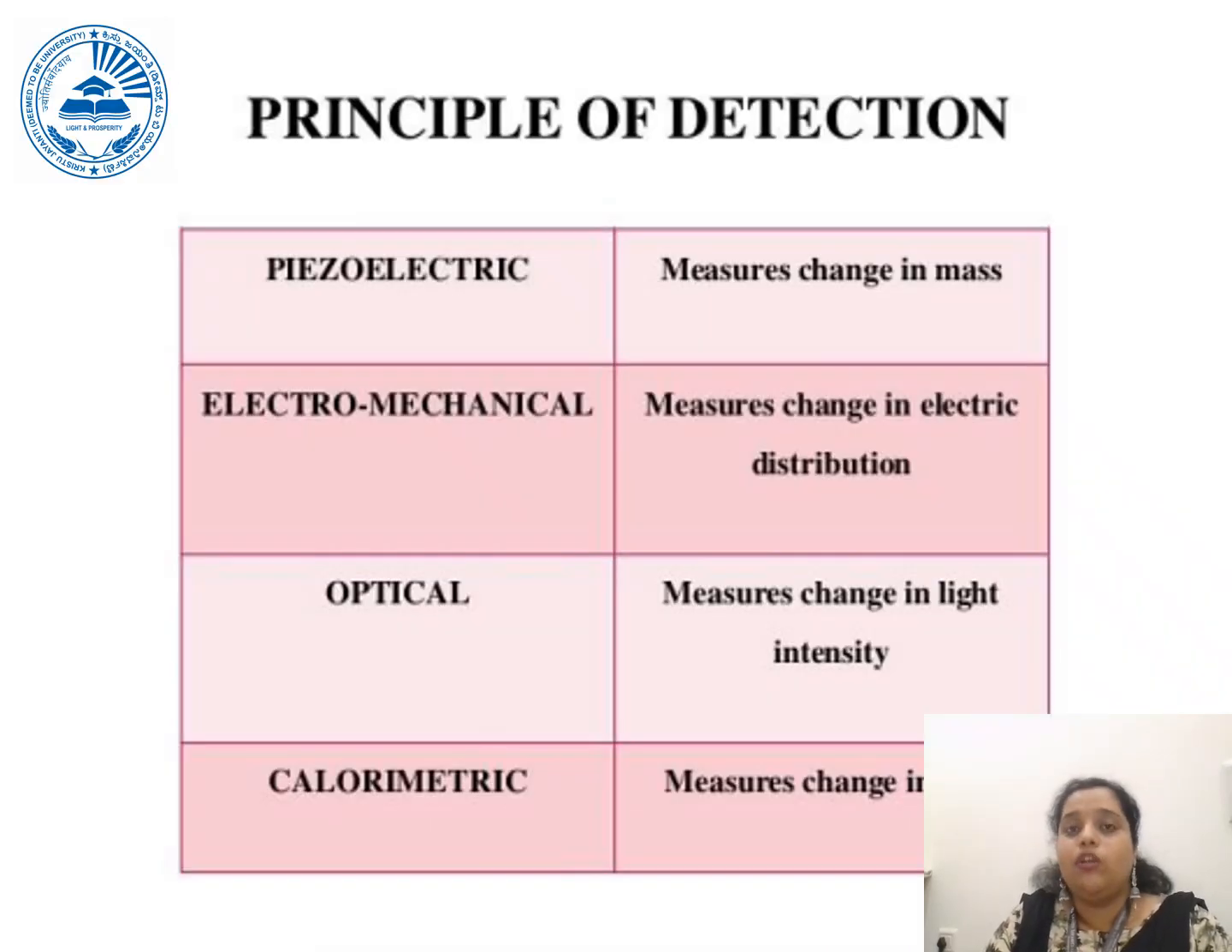Next, principles of detection. As I told, detection will be done after the transducer has given a signal. It can also measure the change in mass, electric distribution, light intensity, or heat, which can be detected by a piezoelectric device, electromechanical device, optical or calorimetric device.